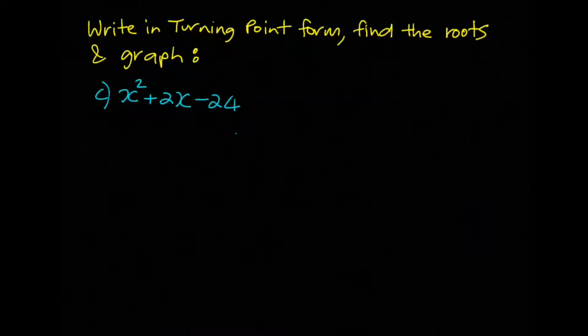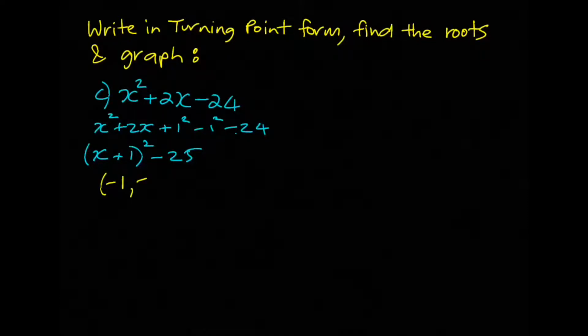Okay, let's go ahead and do part C. So we've got x squared plus 2x. Now 2 divided by 2 squared is 1 squared. And we've got to subtract 1 squared, and then we've still got -24 there. So as a perfect square, we've got x plus 1 squared minus 25. So the turning point for this equation is -1 and -25.